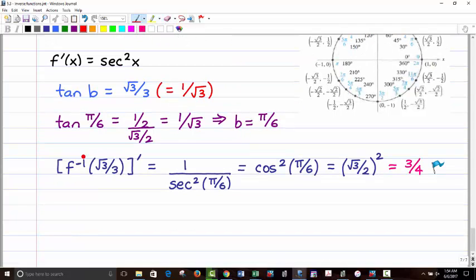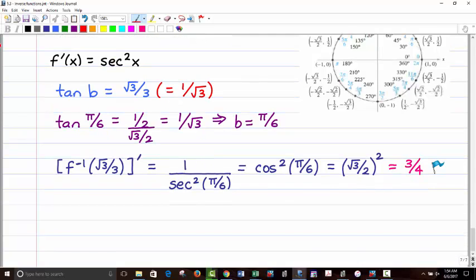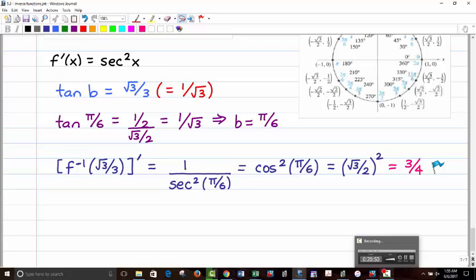So it's pi over 6. That means the derivative of the inverse at the square root of 3 over 3 would be 1 over the derivative of the original function, which is sec squared. So it's sec squared of the b that we found, which is pi over 6. And so 1 over sec squared is the same thing as cosine squared. So it's cosine squared of pi over 6. So it's the square root of 3 over 2 squared, which turns into 3/4. So that would be the derivative of the inverse function at the square root of 3 over 3. And that concludes the video for inverse functions and their derivatives.